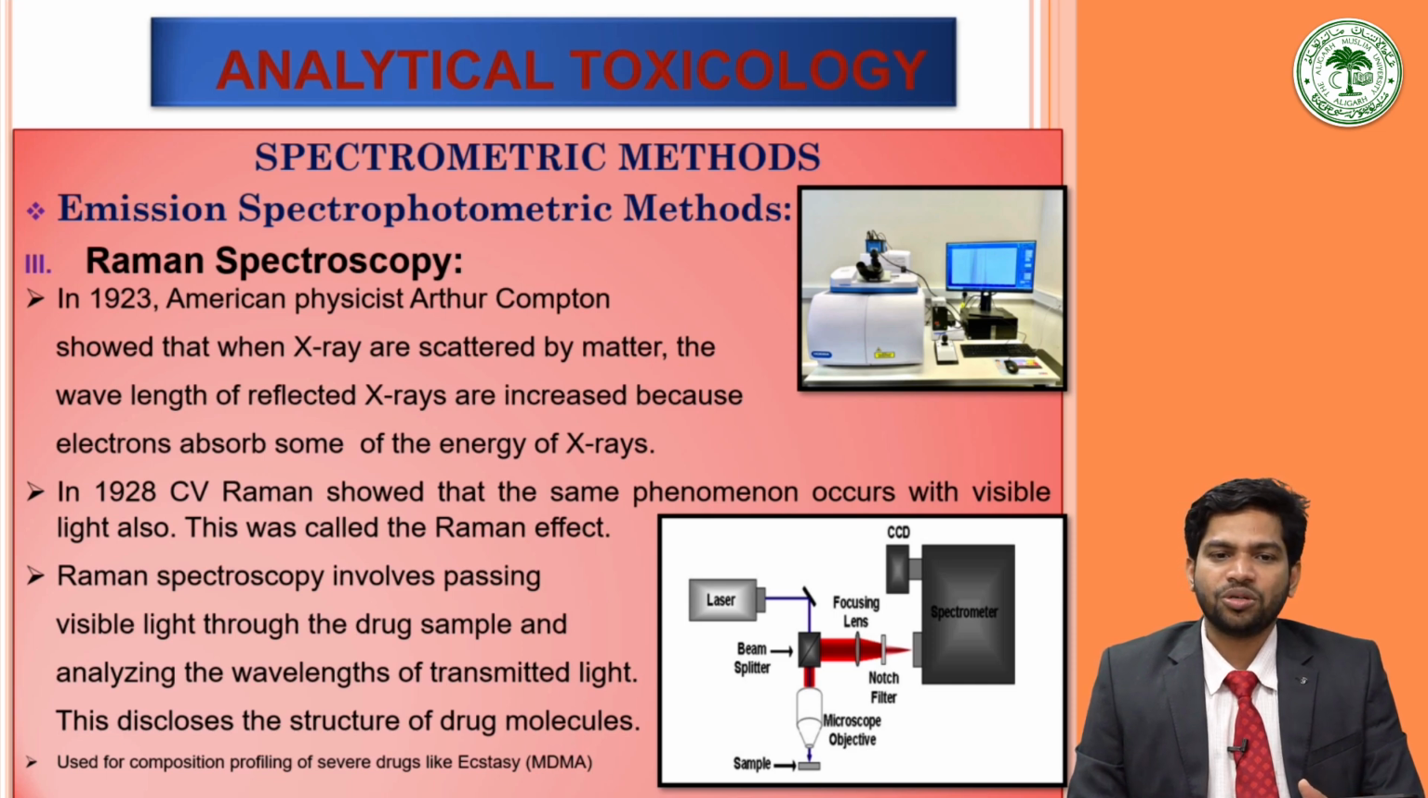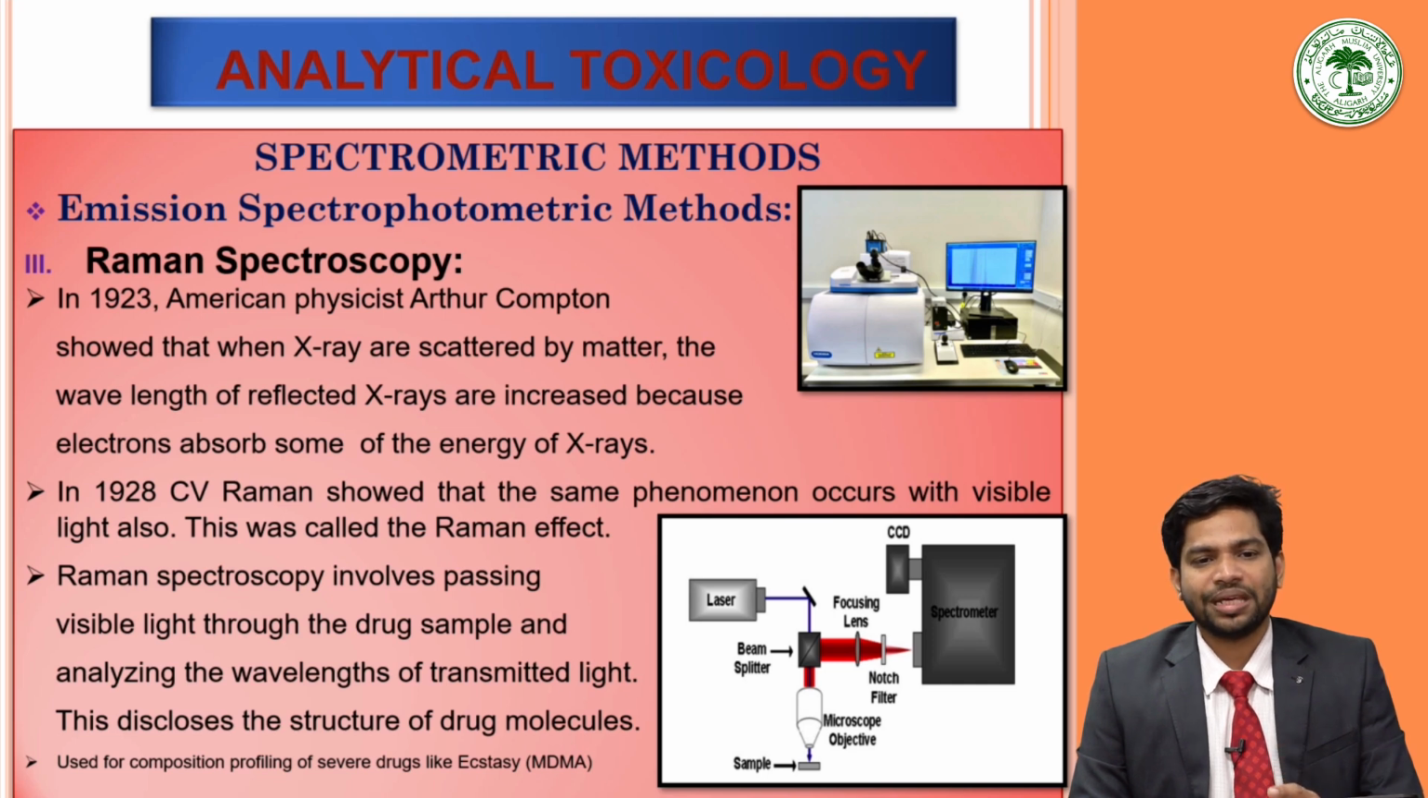Here, in 1923, American physicist Arthur Compton showed that when X-rays are scattered by matter, the wavelength of the reflected X-rays is increased because the electrons absorb some of the energy of the X-rays. So, based on this principle, in 1928, C.V. Raman showed that the same phenomenon occurs with visible light also. This is called the Raman effect.